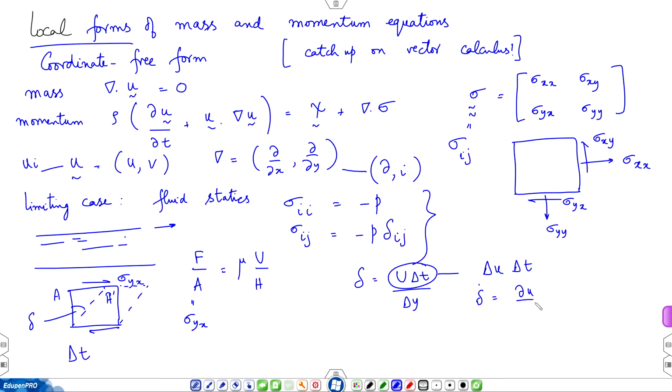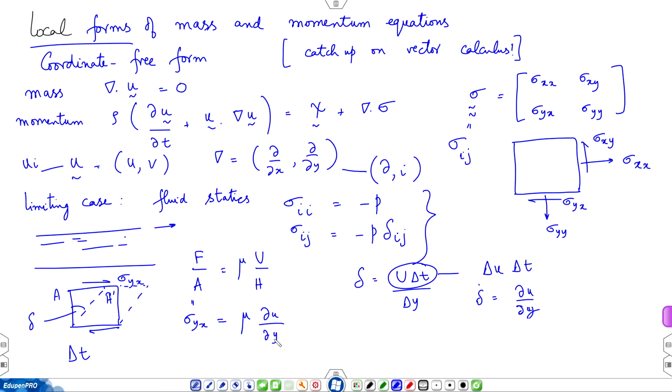So, this really becomes this derivative. So, sigma y x is equal to mu times the derivative of velocity. So, this is the stress strain rate relationship in the Newton's parallel plate experiment. These are some limiting cases we have studied earlier.